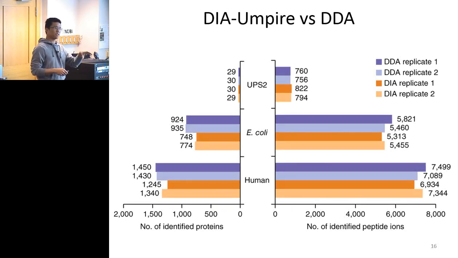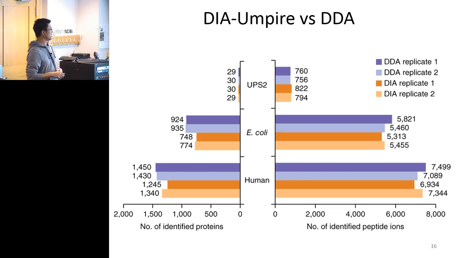For data dependent acquisition, we just run through the workflow that we described. We have the MS spectra, we do the database search. And for DIA, we run through DIA-Umpire to generate pseudo MS spectra and do database search. So here we compare the identification number between these 2 ways. These are unique peptide ions, filtered by 1% false discovery rate.